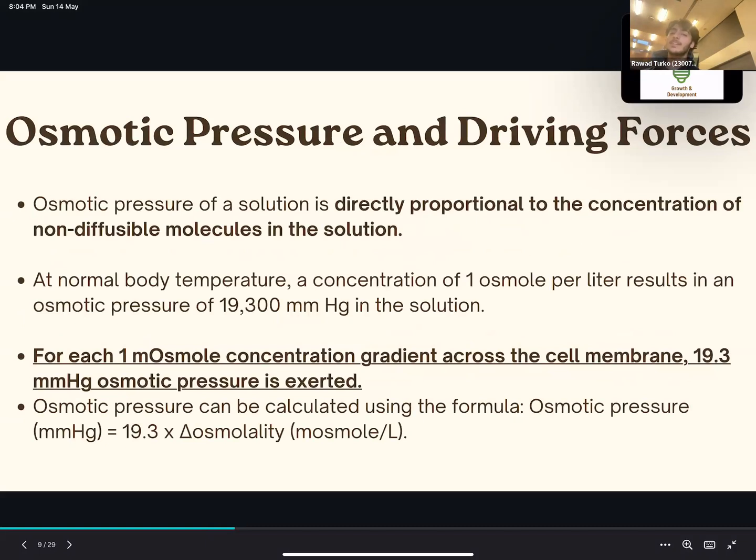So that leads me to the next slide, which is osmotic pressures and driving forces. The osmotic pressure of a solution is directly proportional to the concentration of non-diffusible molecules in the solution. At normal body temperature, a concentration of 1 osmol per liter results in an osmotic pressure of 19,300 millimeters of mercury in that solution. For each 1 milliosmol concentration gradient across the cell membrane, 19.3 millimeters of mercury osmotic pressure is exerted. From that statement, we can derive the following formula: osmotic pressure equals 19.3 times delta, or the difference of osmolality between 2 different fluid compartments.